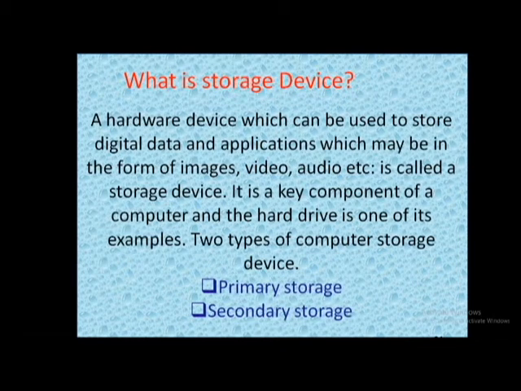Examples of storage devices: RAM, ROM, hard drive, DVD, USB, etc. There are two different types of storage devices: primary storage devices and secondary storage devices.